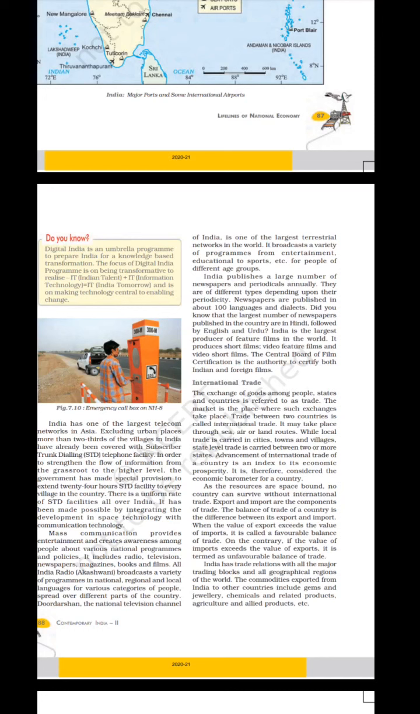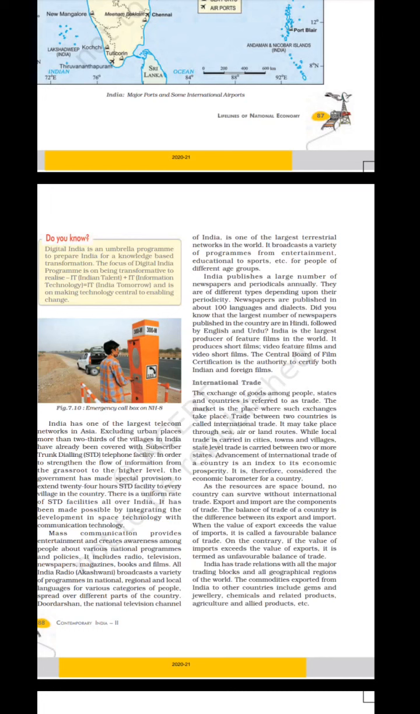All India Radio, Akashvani, broadcasts a variety of programs in national, regional, and local languages for various categories of people spread over different parts of the country. Doordarshan, the national television channel of India, is one of the largest terrestrial networks in the world. It broadcasts a variety of programs from entertainment, educational to sports, etc.